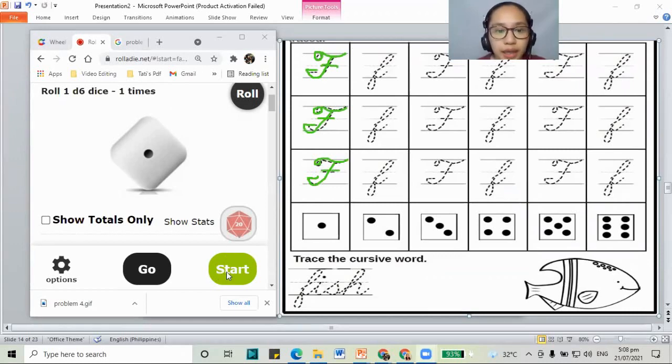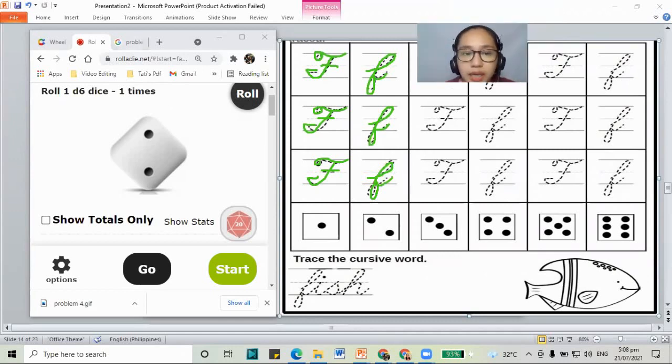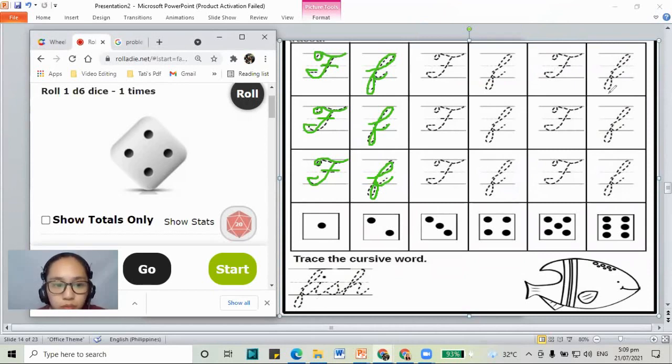Let's roll again the die. Let's see. Our next number is 2. How about your lowercase f? Make a loop, go down, a loop again, and out. A loop, down, a loop, and out. Lowercase f. Next one, let's go back to number 4. Lowercase f. Make your loops for your letter F.